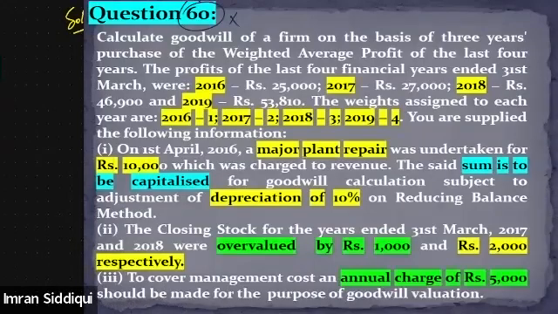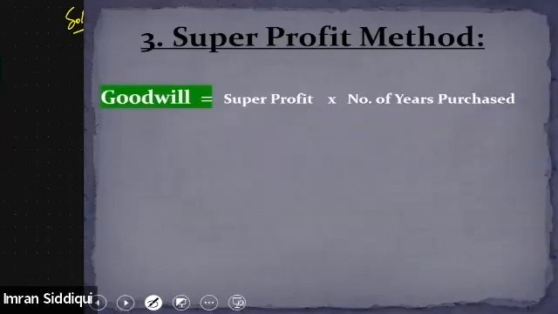Okay. Right now, let's move to the next method, which is called the super profit method. Now see, just like the weighted average method and the average profit method, we have a formula for the calculation of goodwill under the super profit method as well. And the formula is very simple. We simply need to multiply the number of years' purchase, this time, with the super profit. Just like in the previous two methods, we were multiplying the number of years' purchase with the average profit under the average method, and in the weighted average method, we were multiplying it with the weighted average profit. Similarly, in case of the super profit method, we need to multiply the number of years' purchase with the super profit.